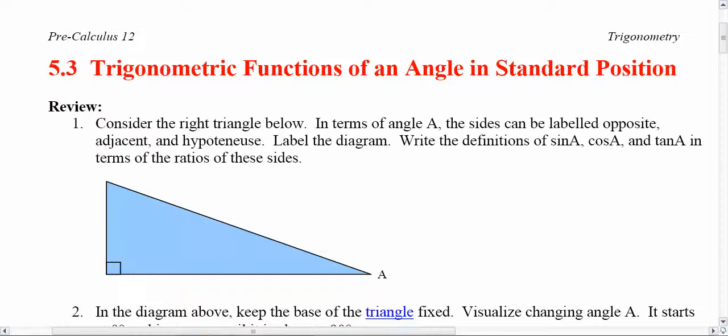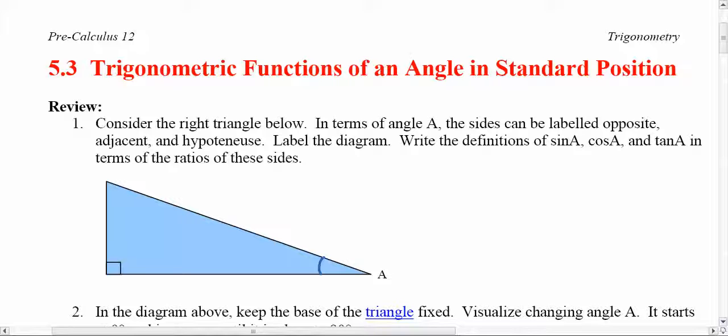Looking at trigonometric functions of angles in standard position. We'll just start by taking an example of a right triangle, and we want to be able to find the sine of angle A. So let's just do a little review from grade 10.